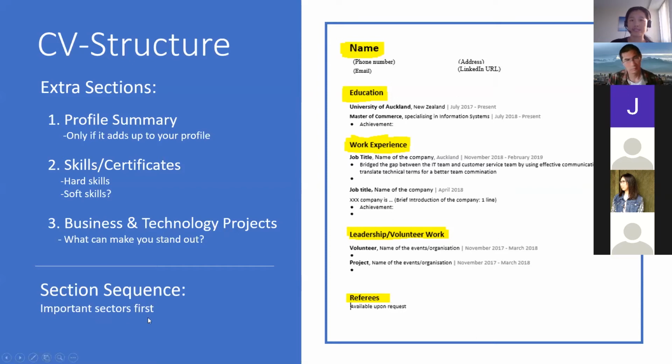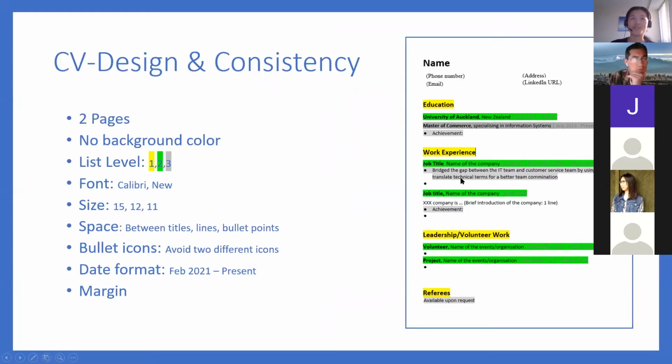In terms of the section sequence, it doesn't have to be education first, work experience second. Depends on your experience. For example, if you are a student without work experience, of course you put education first. If you have some work experience, you think the work experience is very important for the job that you are applying for, then put the work experience first. So it really depends on your experience. In general, the structure is like this. Hope that makes sense.